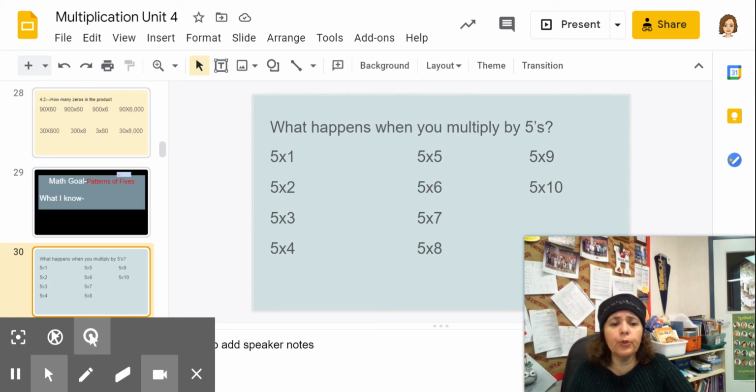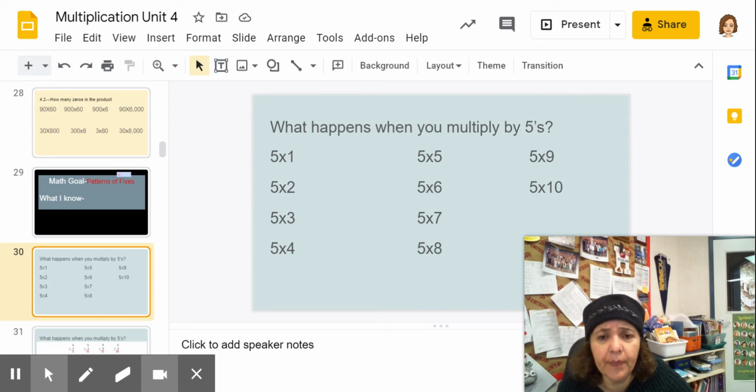Okay, so what happens when you multiply by 5? Go ahead and solve these. 5 times 1, 5 times 2. Go ahead and write these down in your math notebook and solve them and see if you notice a pattern and then come back to me.